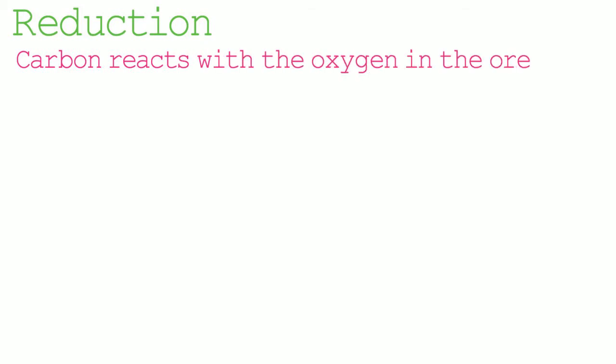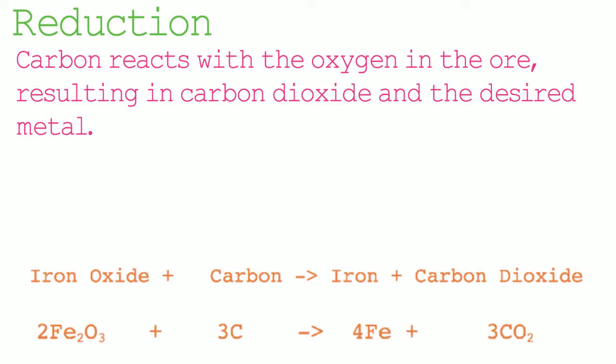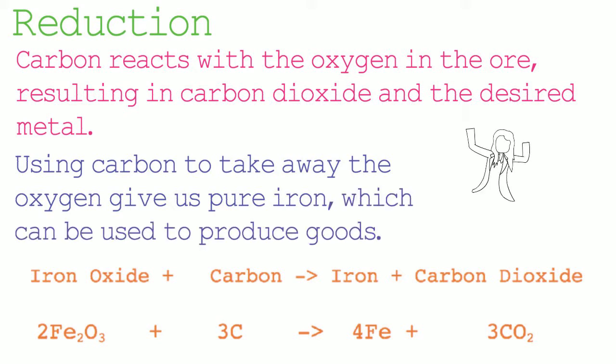Reduction is the removing of oxygen from a substance through a chemical reaction that uses carbon. Carbon reacts with the oxygen in the ore, resulting in carbon dioxide and the desired metal. So let's have an example of iron oxide. We react iron oxide with carbon, and this gives us pure iron and carbon dioxide. Pure iron can then be used to produce goods.